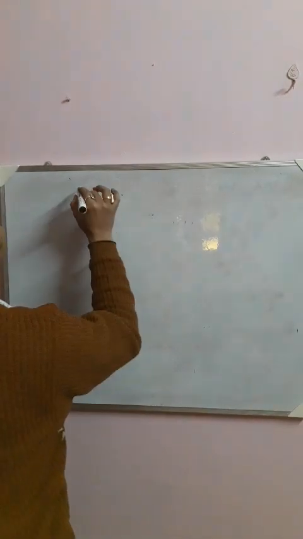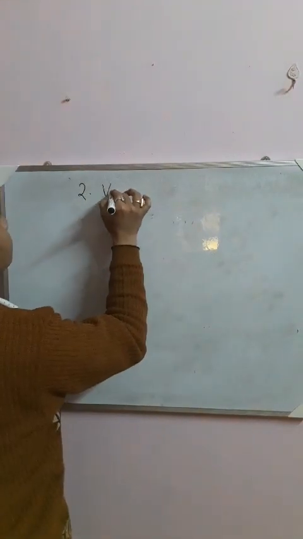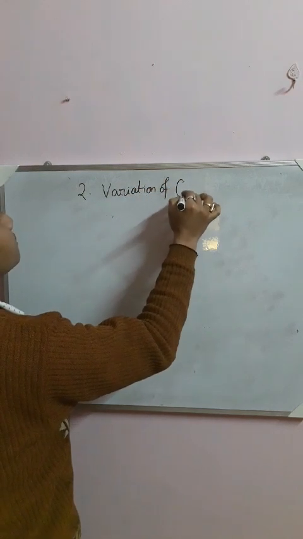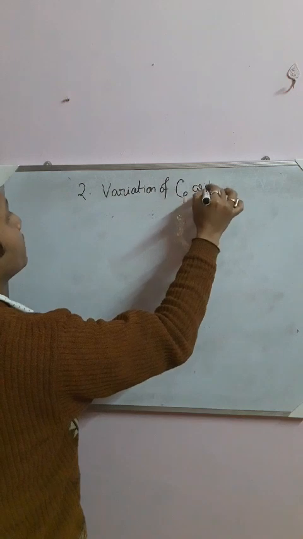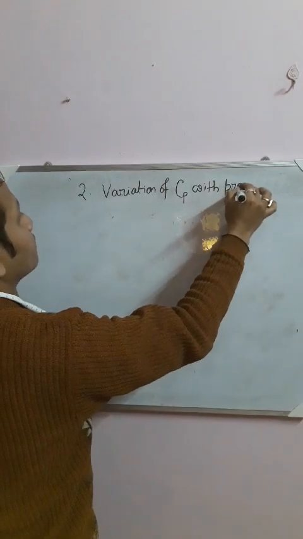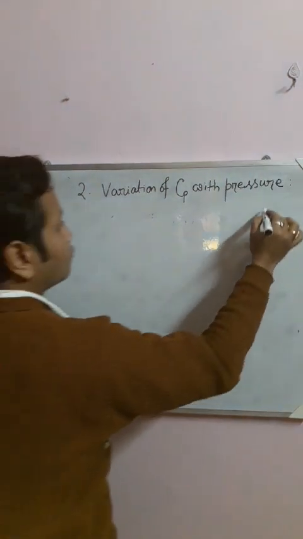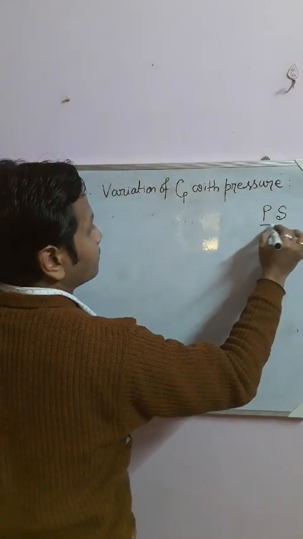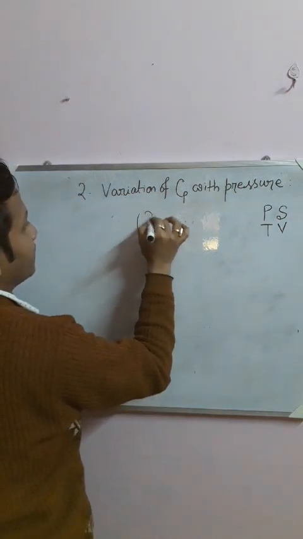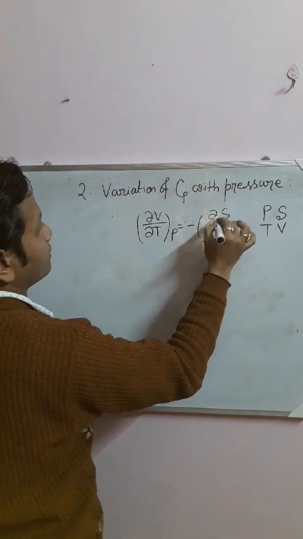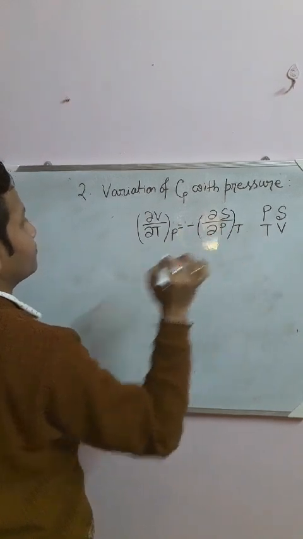Now let us come to another relation. So the second relation is the variation of Cp with pressure. Okay, the variation of Cp with pressure, and here we use another Maxwell's relation, that is simply del V del T at constant pressure equals minus del S del P at constant temperature.